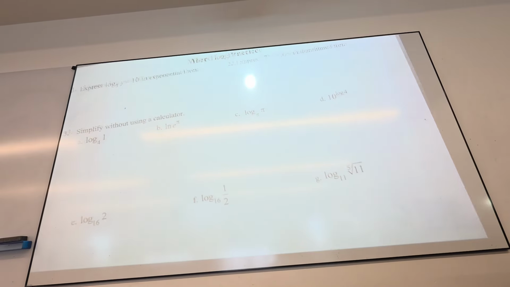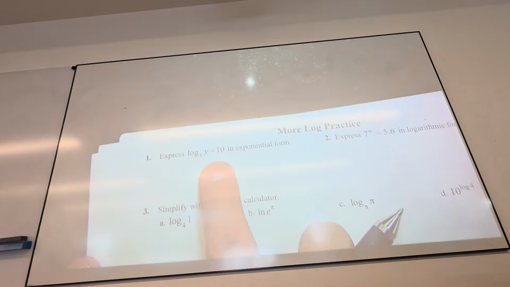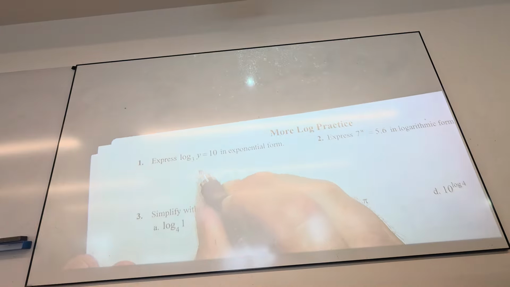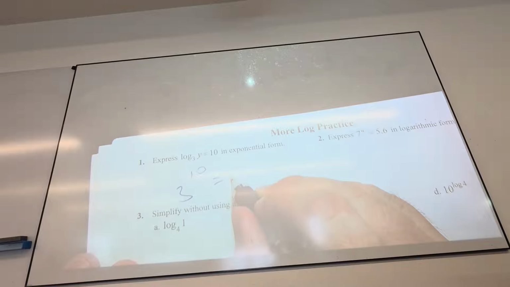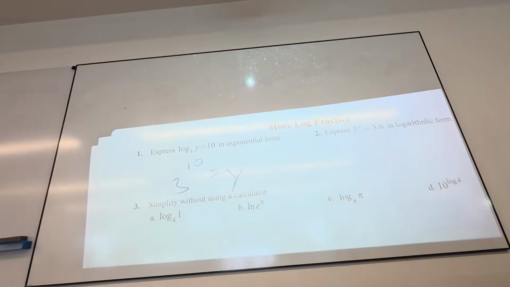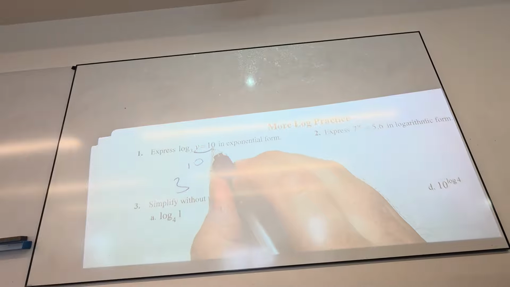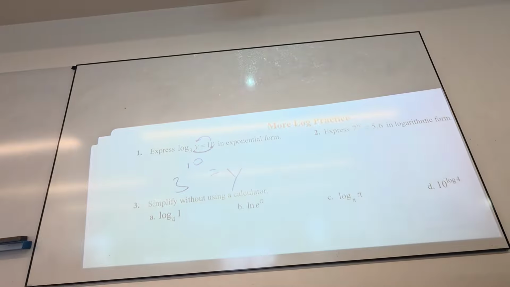So looking back at this, how do I rewrite this? What's the base? 3. What's the power? 10. So 3 to the 10, that's what creates y. There, done. 3 to the 10 equals y. Put it in the washing machine, right?